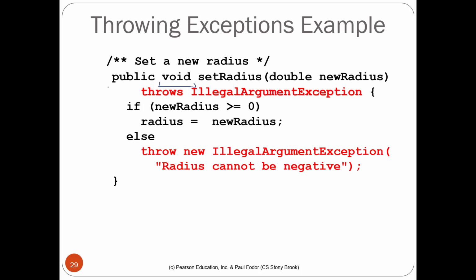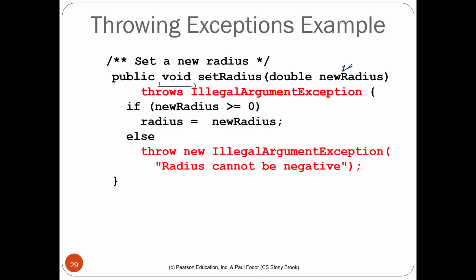Public is fine. So this is a setter method, and a setter method should be public. So public void set radius, and we do need an argument which is new radius. So your radius should be updated to this value, new radius. So its argument is double new radius. Perfectly fine. Now let's see what else we need to add here.